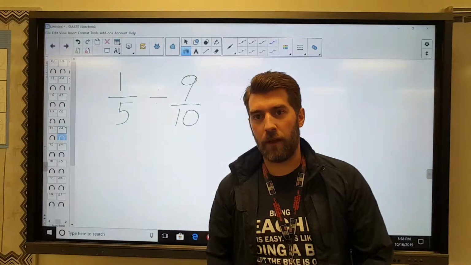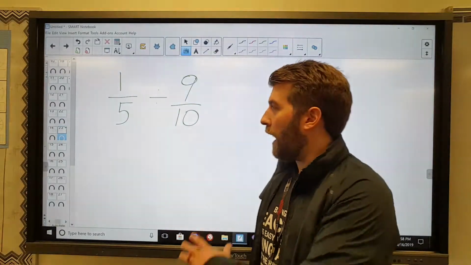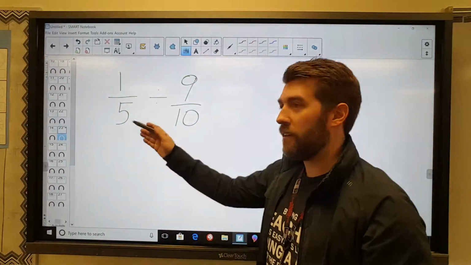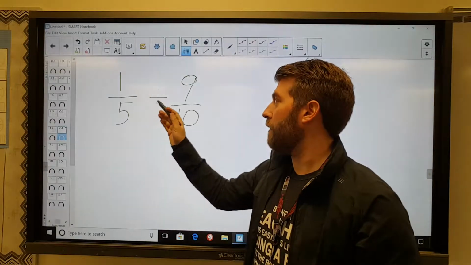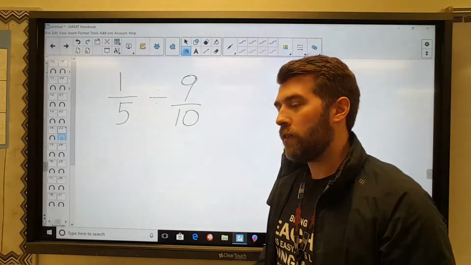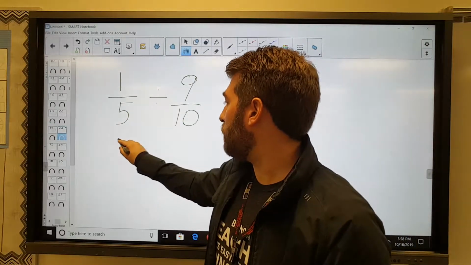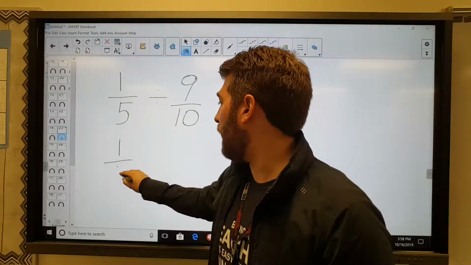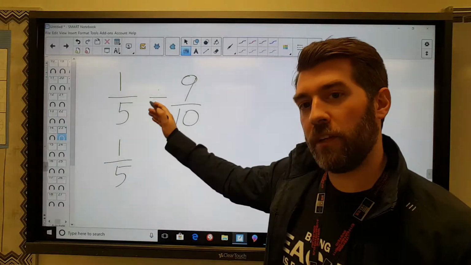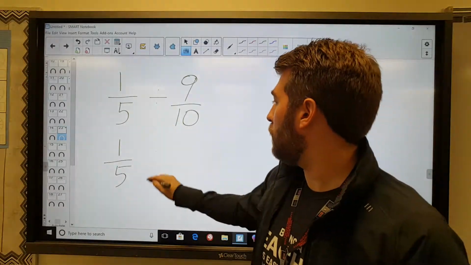Okay, let's talk about dividing fractions. As I've got it written right now, I can't do this. I can't do 1/5 divided by 9/10. So we use what we call keep, change, flip. I'm going to keep my first fraction as 1/5. I'm going to change the division symbol to multiplication.